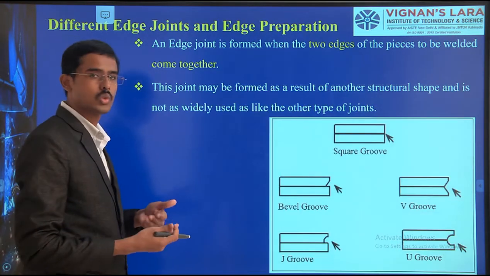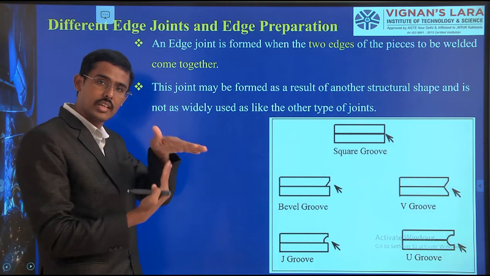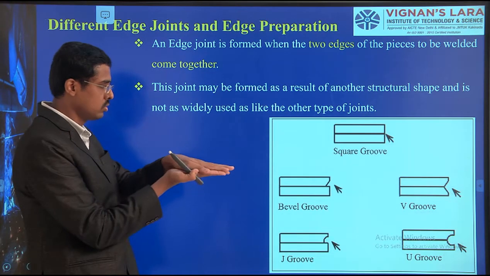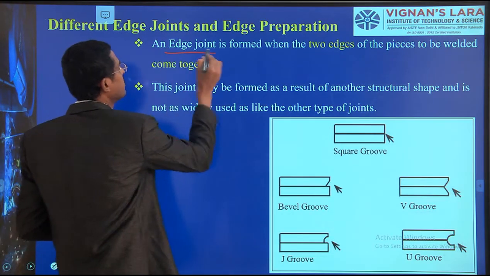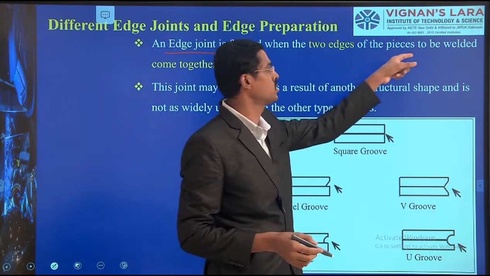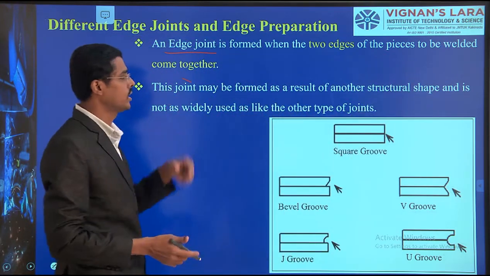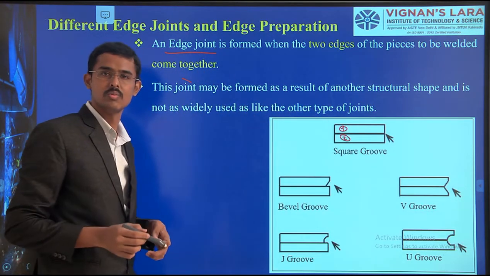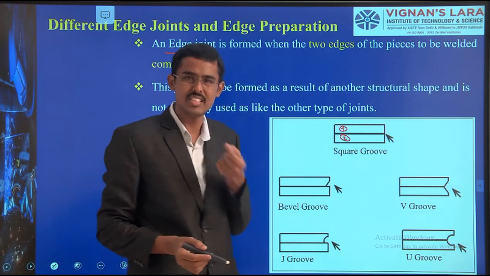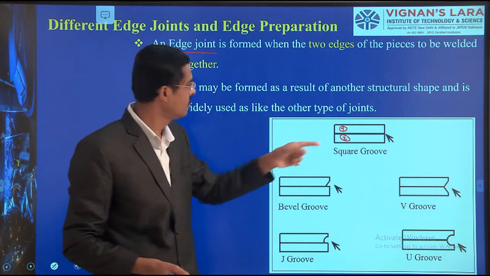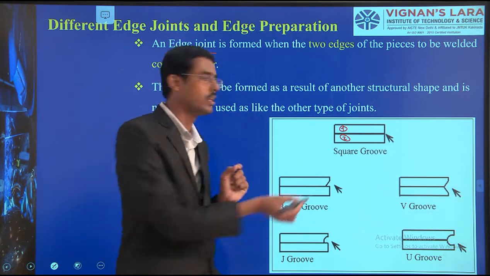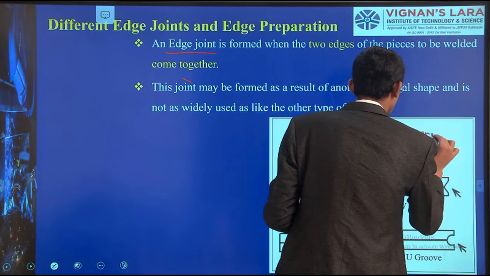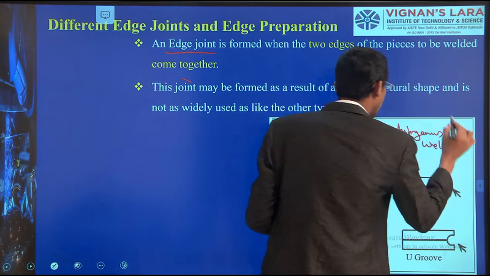Next one. So we have come across the butt joints, T joints, corner joints. Now we are going to the edge joints. An edge joint is formed when the two edges of the pieces to be welded come together. So I am taking one and two. Where will I be welding now? I want to weld here, this region. If it is thin, very less thickness, there is no need for edge preparation. As it is, when it is heated, an autogenous weld can be done here.